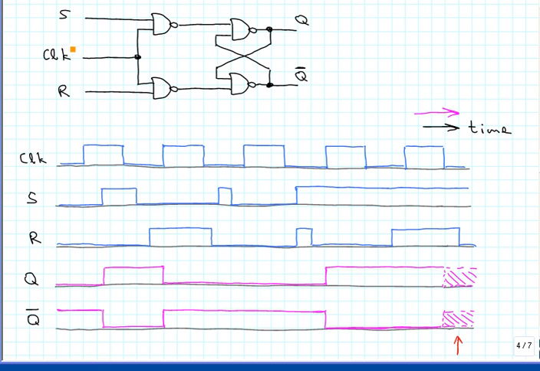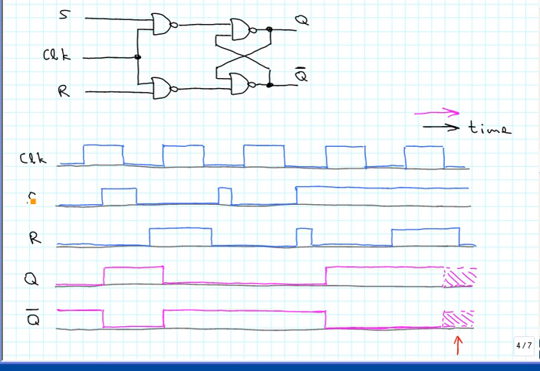So now, as you remember, the clock here is basically enabling or disabling that latch. So what we will see is that in this timing diagram, only during the periods when the clock is high, anything can change at the output here.